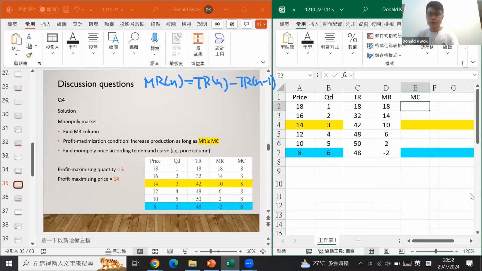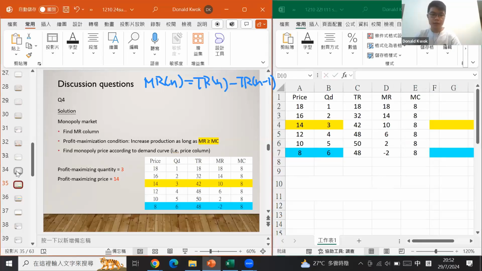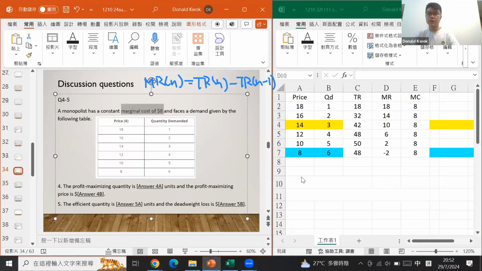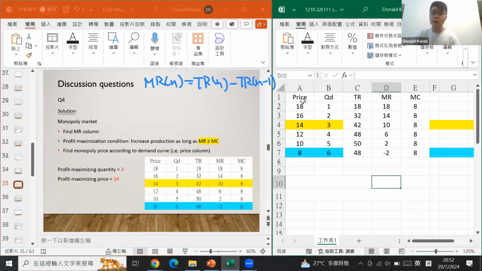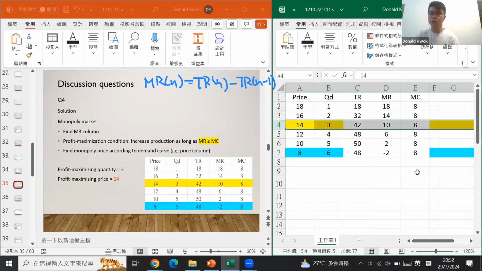For the marginal cost, it will be constant at $8, as mentioned in the question here: constant marginal cost, $8. So we can move on to step 3, to apply the profit maximizing condition to find the quantity. As long as the marginal revenue is greater than or equal to the marginal cost, it is profit maximizing to increase production. As you can see, up to the third unit, the marginal revenue is still greater than the marginal cost, but not for the further units. So this is why the profit maximizing output is 3 units.